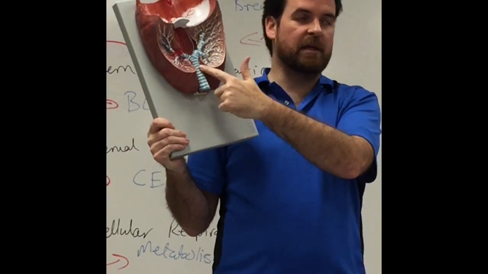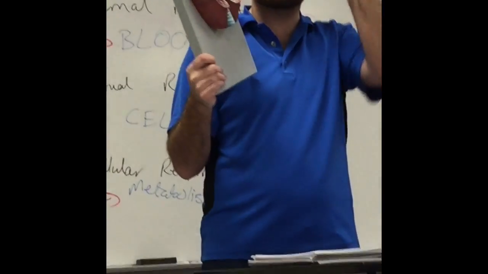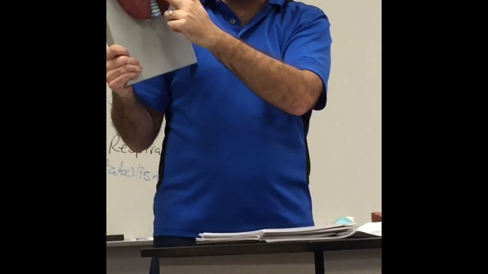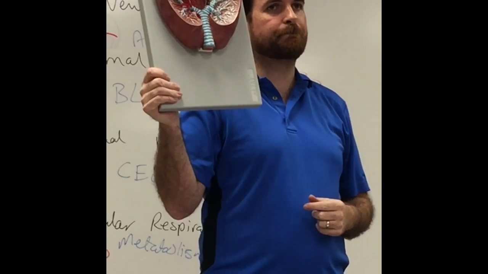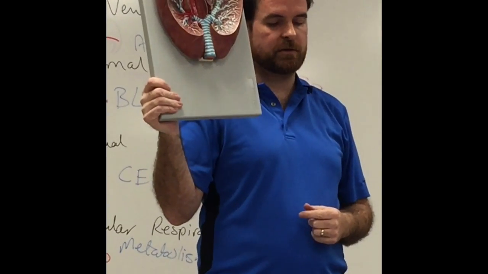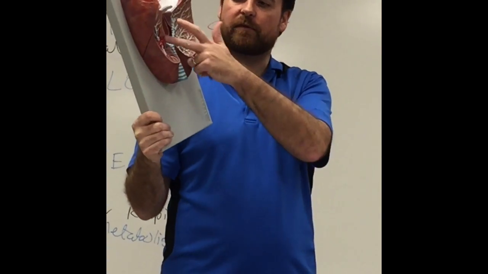The trachea would be the trunk of the tree. All of these blue features are rings of hyaline cartilage, right? You see them in the trachea. And then it splits into two primary bronchi, right? Two primary bronchi. Each one of those goes into one of the right or left lung.